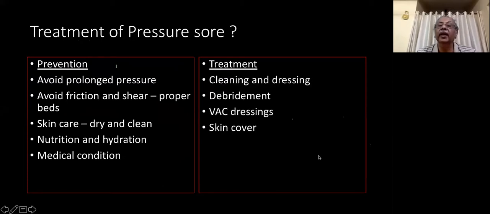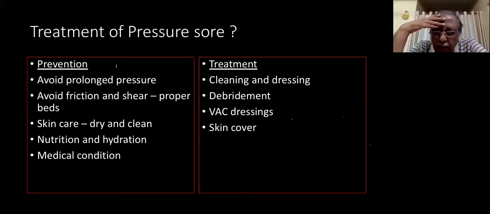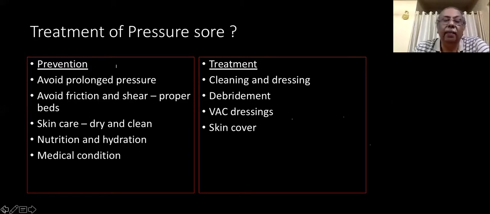Then treatment: cleaning and dressing, debridement, the vac dressing, and providing adequate skin cover. You should know how to cover these with flaps. For example, in a sacral bed sore, you can use the gluteus maximus flaps. If it is in the ischial area, you can use the tensor fasciae latae based flap.